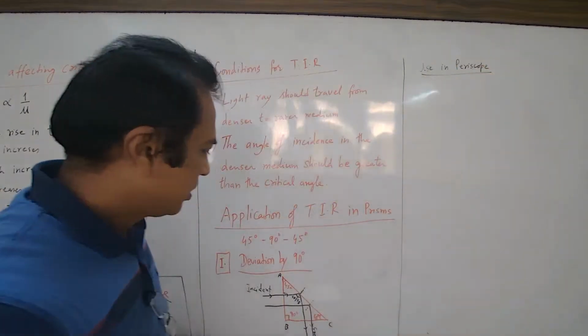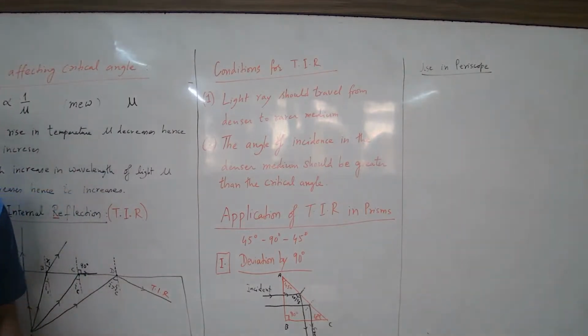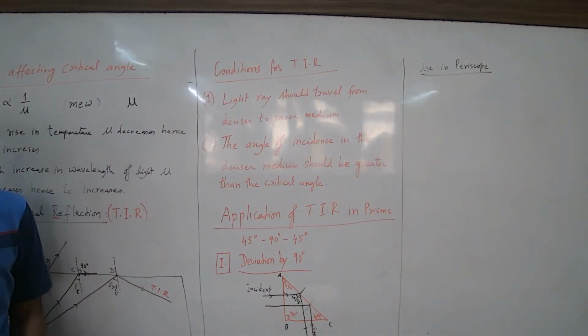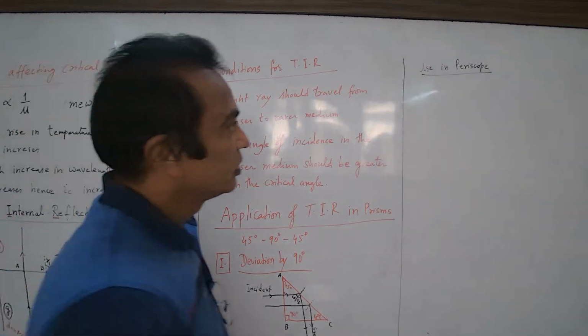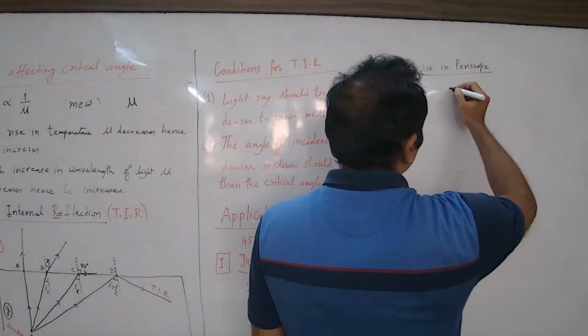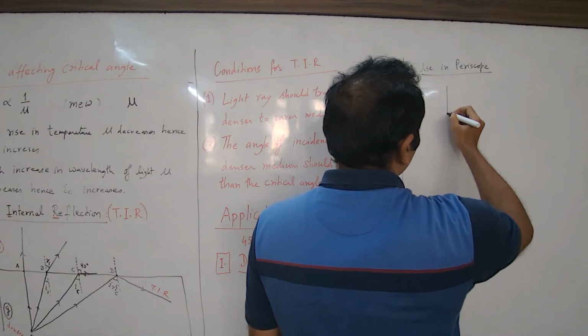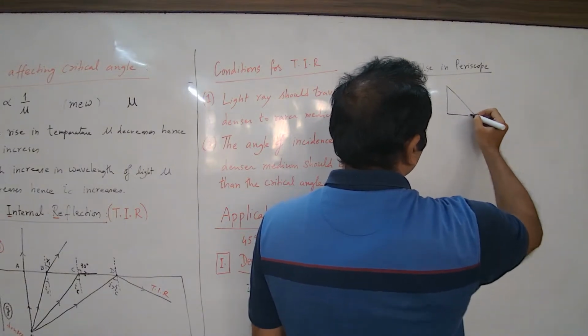You can use it, but at a different orientation. It's like four mirrors together. Yeah. So periscope. So what is periscope? So why are we using prism now instead of mirror?